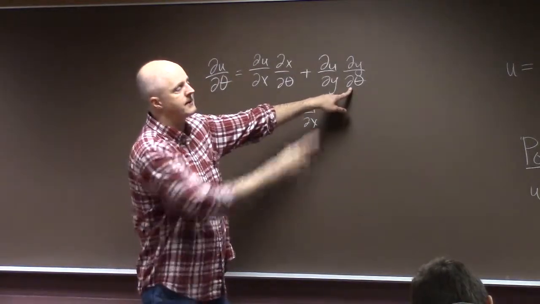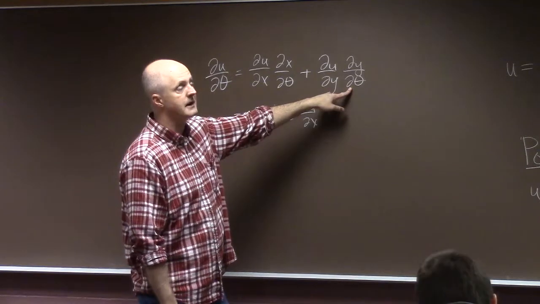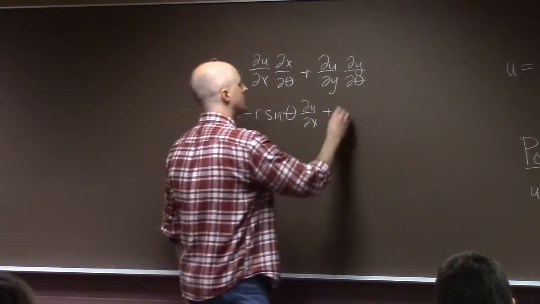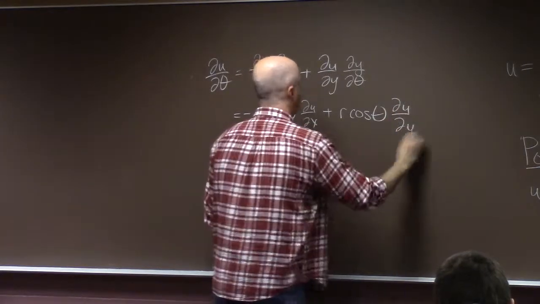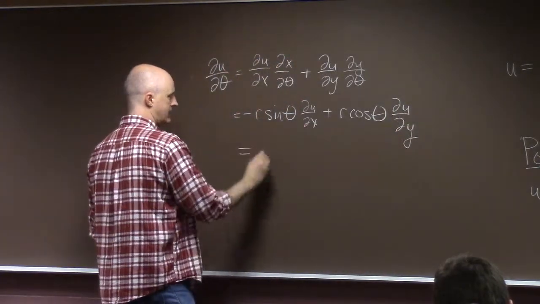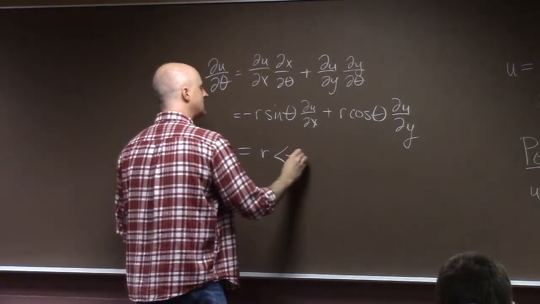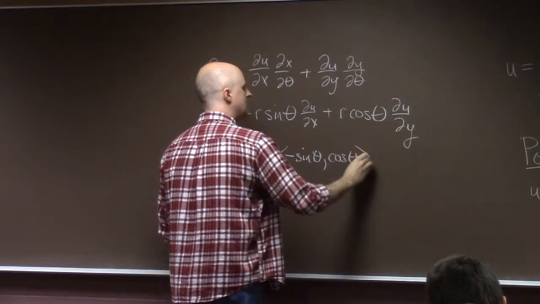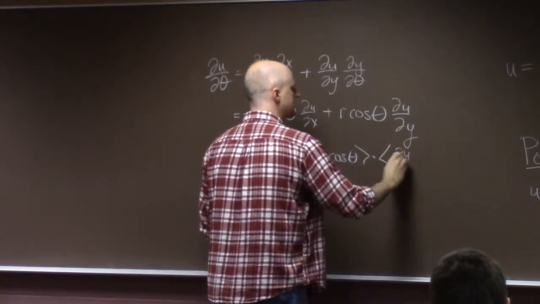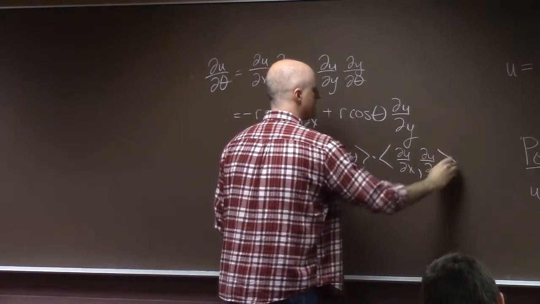Differentiate y with respect to theta. y is r sine theta. Treat the r as a constant. You're going to get r cos theta. And this can also be thought of as a dot product. And you can also factor the r out in front. r times the vector negative sine theta, cos theta, is dotted with the vector du dx, du dy, which is once again the gradient vector.